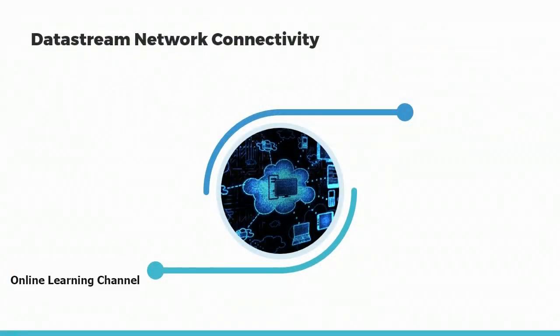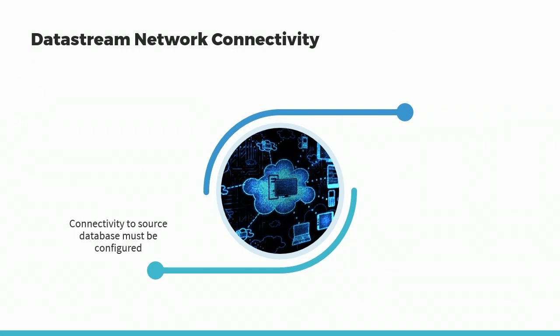In this video, we're going to identify the available network options for creating connectivity between our sources and destinations inside of Datastream. Let's first understand how this Datastream network connectivity works. To use Datastream, we have to create a stream from the source database to the destination. And so we have to make sure that the connectivity to our source database must be configured first.